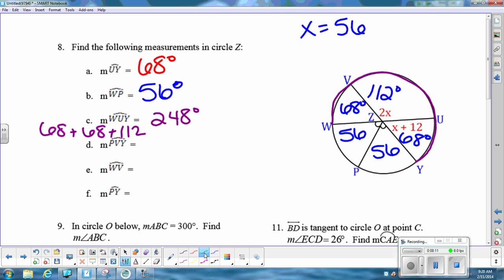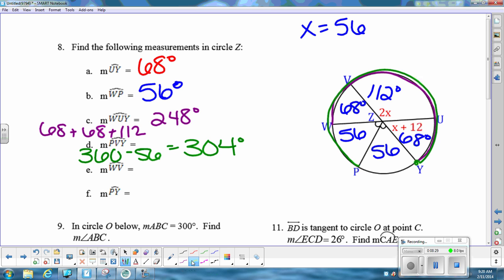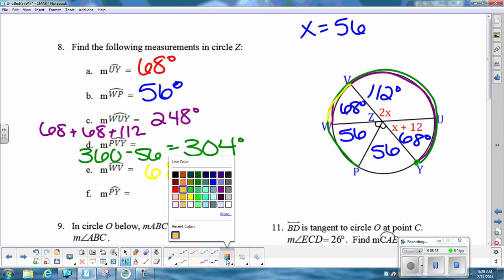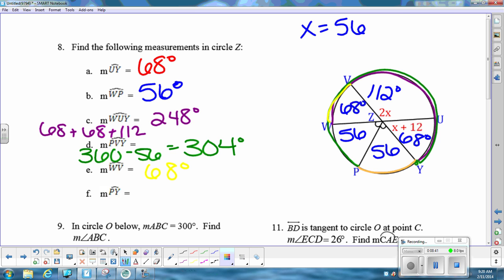P, V, Y. Start at point P, go through point V, end at point Y. So it's everything but the 56. 350 minus 56, we get 304 degrees. WV is this part right here, so that's 68 degrees because that's the central angle measure. PY is this part here, so that's 56 degrees because the central angle is 56 degrees.